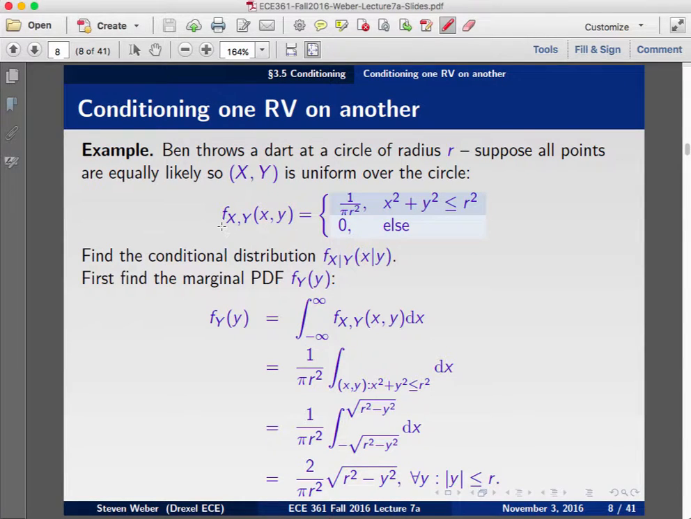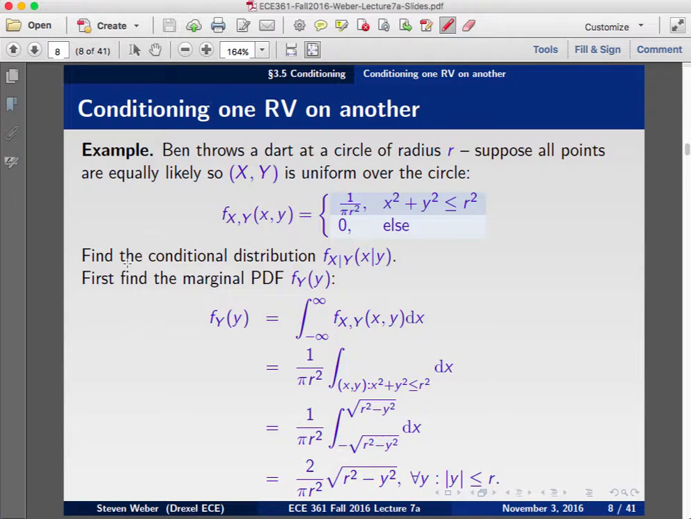In particular, the joint density of the pair X, Y is 1 over pi r squared, the area of the circle, for any pair x, y satisfying that the squared distance from the origin, which represents the bullseye, is less than r squared. Make sure you understand that this is the equation that constitutes a pair x, y being in that circle. Any other point has probability density 0.